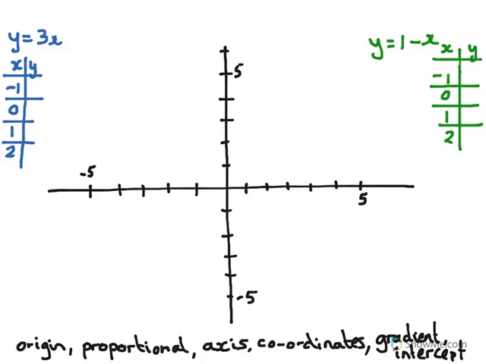Okay, we have two equations and we'd like to plot them. The first one we're going to plot is y equals 3x. In order to plot this graph, we just set up a little table of x and y, and we say what is the value of y when x equals minus 1? Well, we plug minus 1 into this equation, so 3 times minus 1 would give us the answer minus 3.